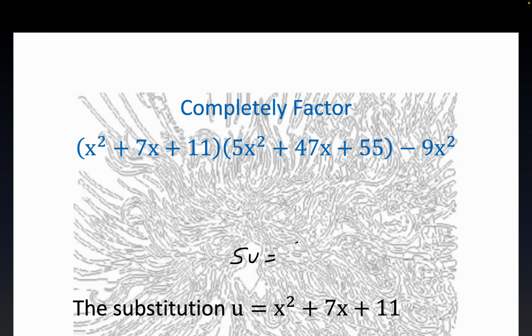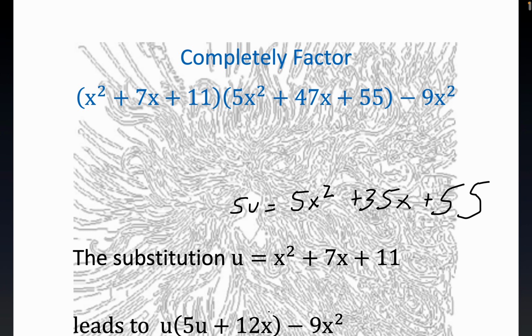It's equal to 5x squared plus 35x plus 55. Okay, so you see it's almost, but it's not quite where we want it to be. Again, we have a 35 right here, we have a 47 here. But still, if we try this substitution, notice what we end up with.